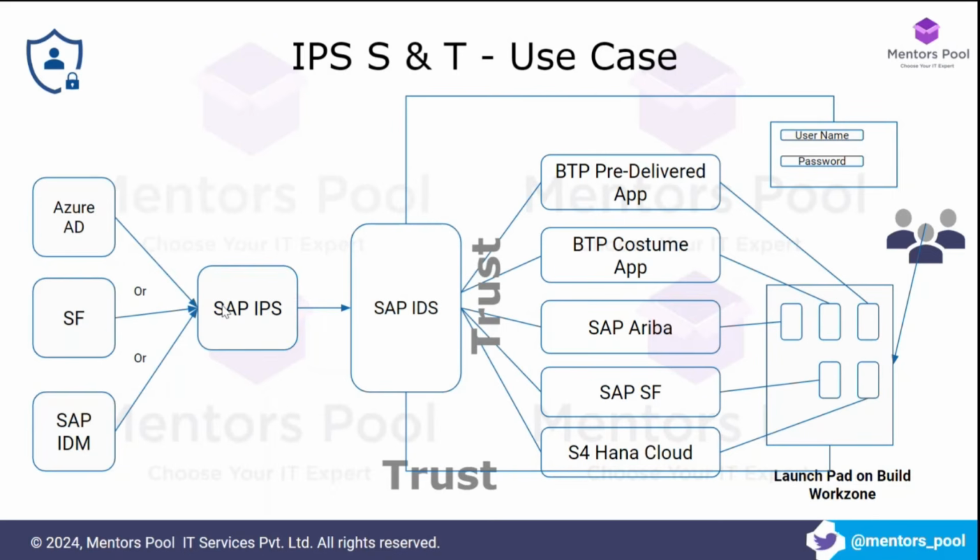Replicating identity from one system to another system, IPS will be used. That's all. And whatever scenario it is, you use it.